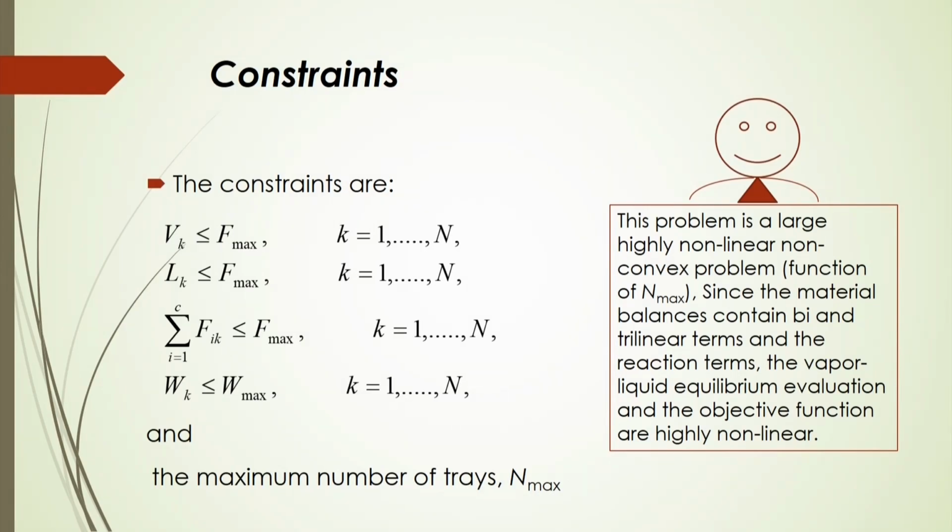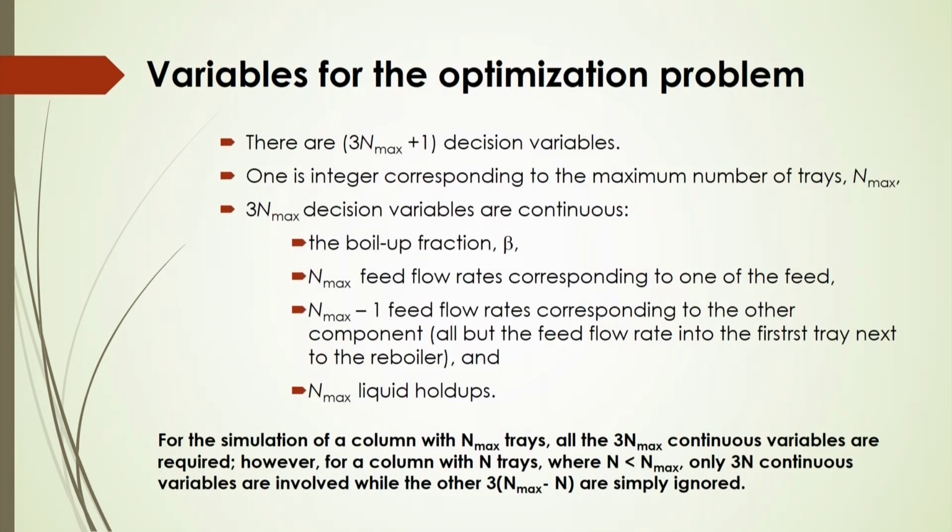So, in this case, you have to remember that this problem is a large, highly nonlinear, non-convex problem, a function of N_max, since the material balances contain bilinear and trilinear terms and the reaction terms. In this case the vapor liquid equilibrium evaluation and also the objective functions are all highly nonlinear. So, it will be very complex to get convergence, and it will be a highly non-convex problem for your analysis.